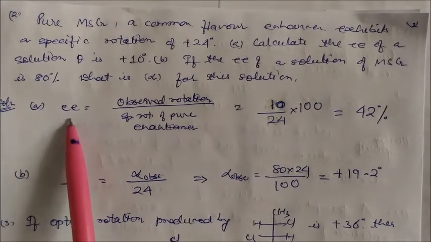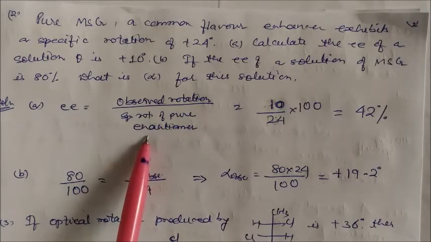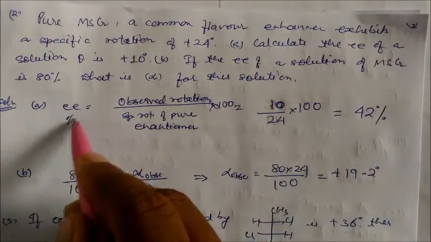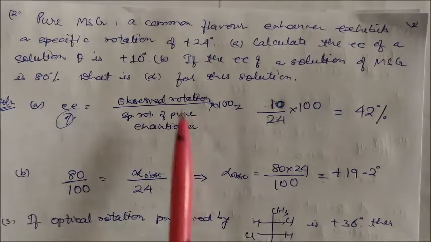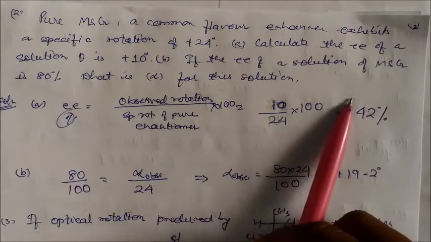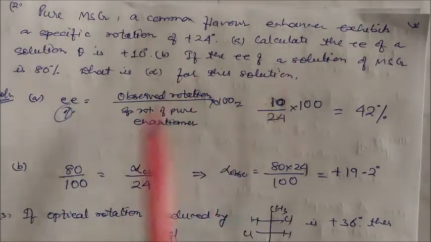So enantiomeric excess is again the observed rotation divided by the specific rotation of the pure enantiomer, multiplied by 100. So this is given in terms of percentage. Again, the impure mixture is 10 and the pure mixture is 24. Multiply, you will get 42%. So A is over.